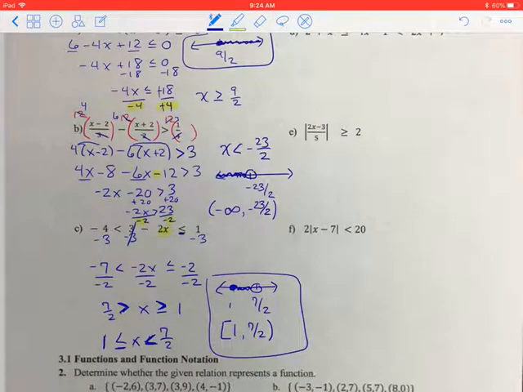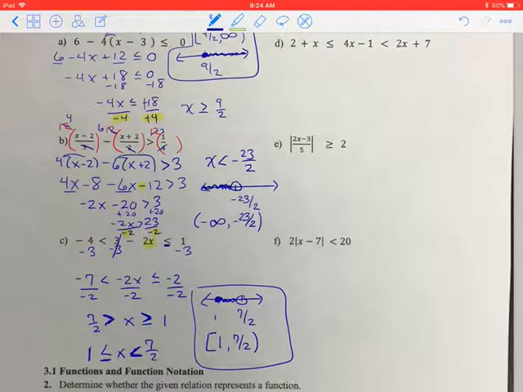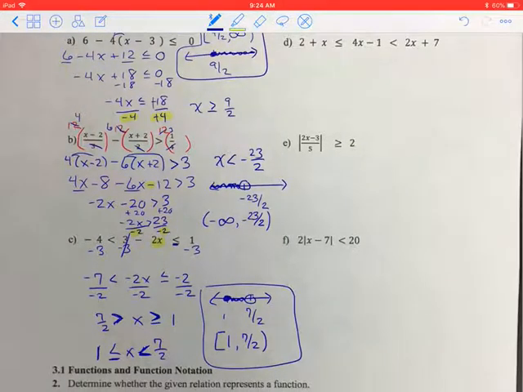All right, so let's look at D. This will be the last one for this video. So if I go up to D, it's also a compound inequality, but I have x's everywhere. So what I'm going to have to do on this one is I'm going to have to split it. So I'm going to start with taking just these two. I'm going to do 2 plus x less than or equal to 4x minus 1. All right, I'm going to put a nice line here to separate.